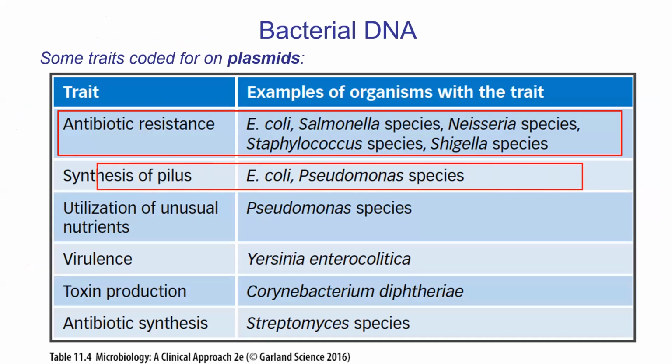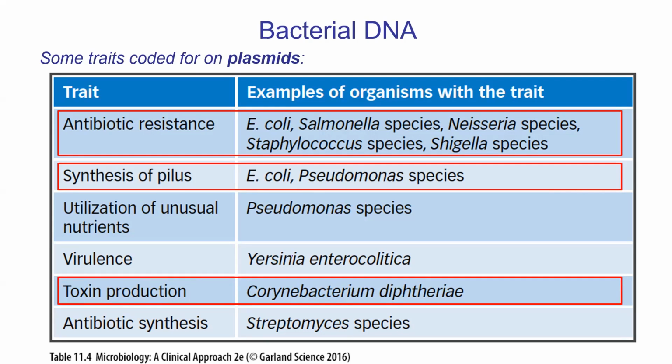There's other things on here that we haven't really talked about: synthesis of pilus, toxins. In many cases, basically what this means is the organism is more pathogenic. It can make people sicker. It has a better ability to be a pathogen, which is why we're really concerned about plasmids.